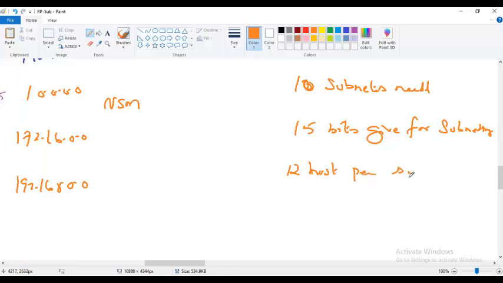And tomorrow will be, not tomorrow, Monday. We're going to see something called variable length subnet mask. This is the final subnet mask topic, subnetting topic, VLSM. With this topic, we will finish the subnetting, right? You were really very fast in learning.